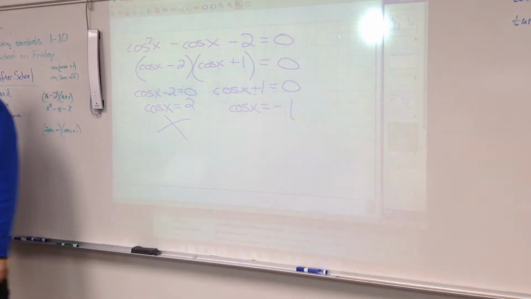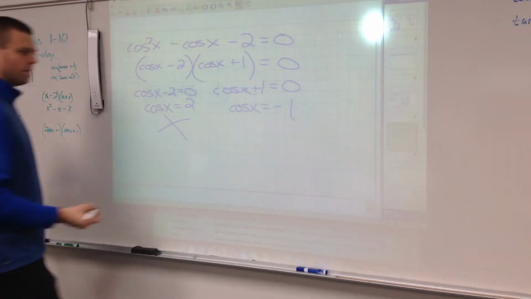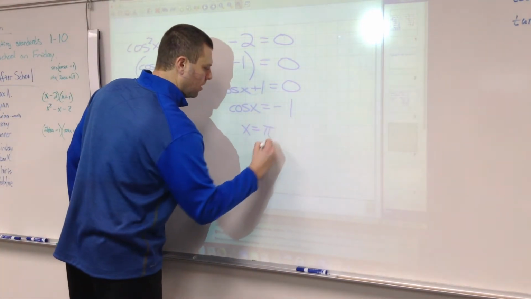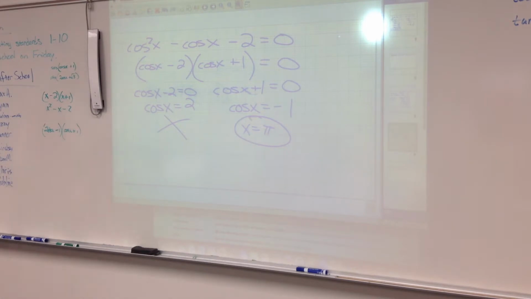When does the cosine of x equal -1? 270, so over here, 3 pi over 2. That's sine, I believe. Right? Because sine's your y value. Pi? Oh yeah. Pi is the only one. Okay? Pi would be the only answer to this equation.